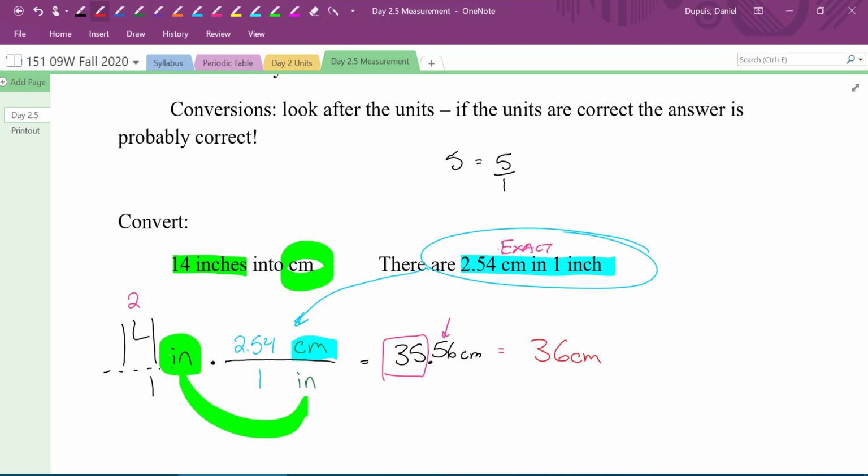Maybe if we bent the ruler, you know what I mean? There's just, I don't have any data. I only got 2 sig figs, so 36 centimeters is 14 inches.